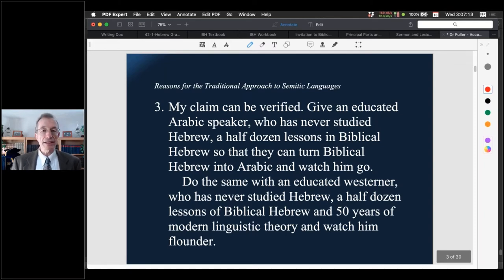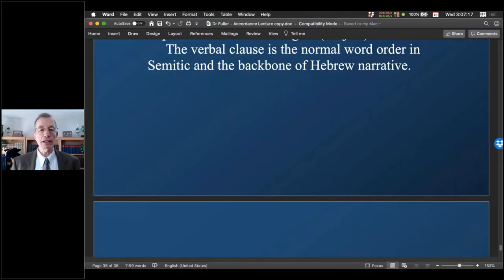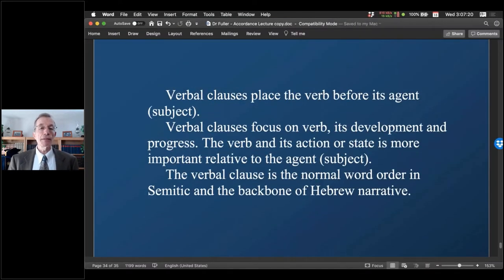So with that, we're going to talk about two different types of clauses. And again, I'm doing this all from a traditional Semitic approach, okay? First we're going to talk about the verbal clause. A verbal clause places the verb before its agent. That's the word they use for the subject, the word agent, but they mean subject by it, no problem. So verbal clauses place the verb before its agent. That's how they define it.